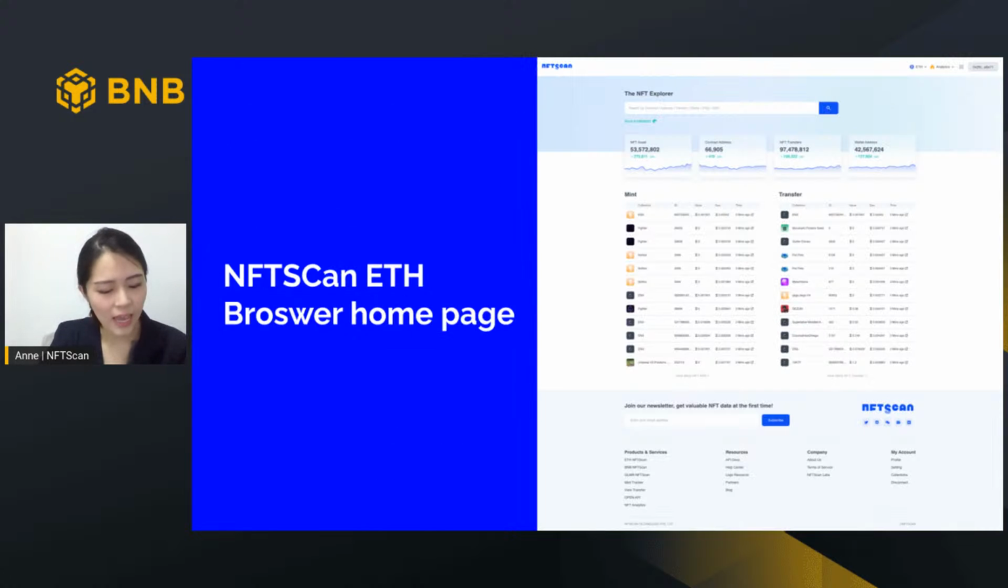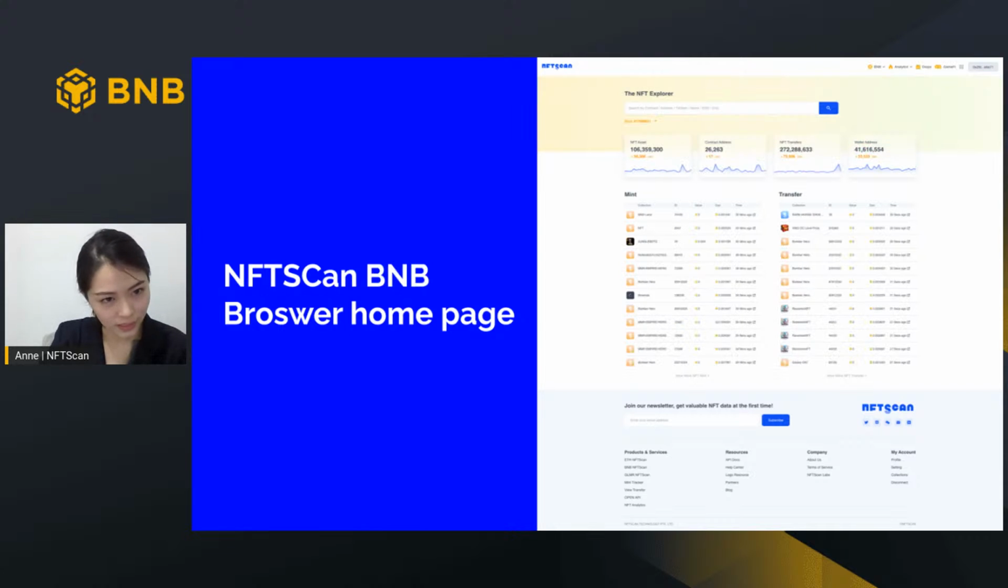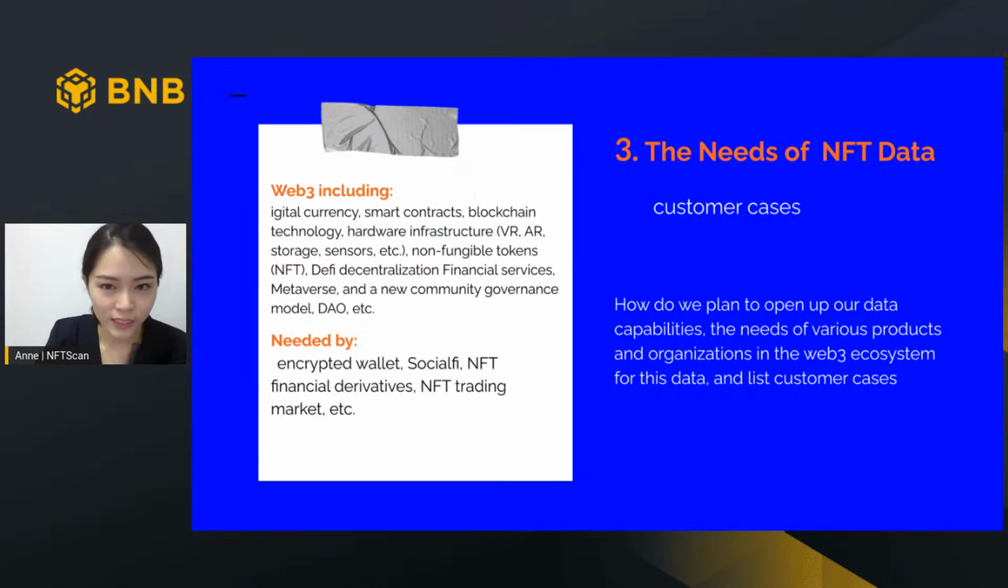Here you can see, our team's goal is to work on the underlying NFT infrastructure, provide NFT API service for developers, and NFT data analyst service for users. So now let's get into the third point, the needs of the NFT data, and I'll show you some customer cases. Actually, before we completely opened our API data service, the developers went through many tests and improvements.